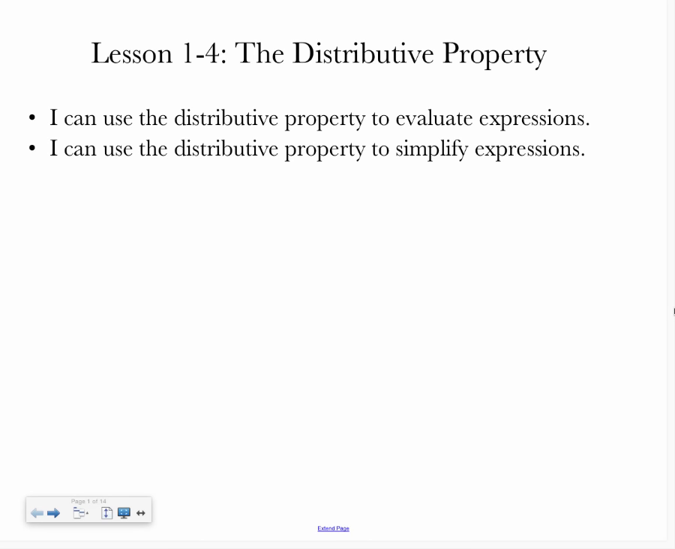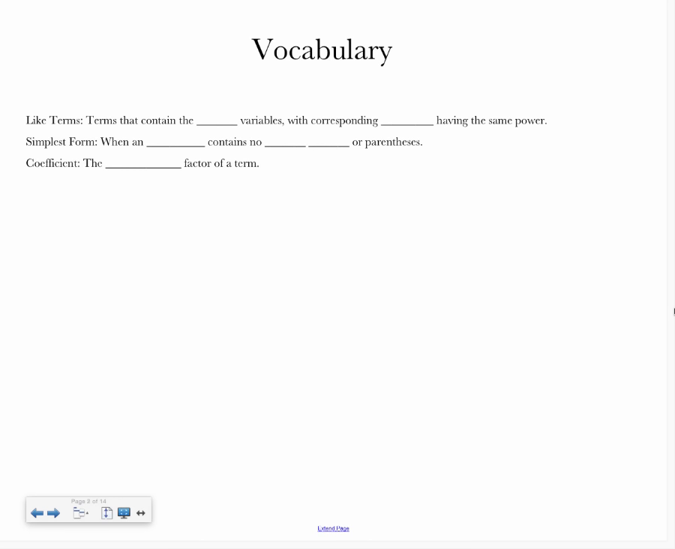Hello class, welcome to lesson 1-4, which is all about the distributive property. By the end of this lesson, you should be able to use the distributive property to evaluate expressions, and you should be able to use the distributive property to simplify expressions. So let's start with some vocab.